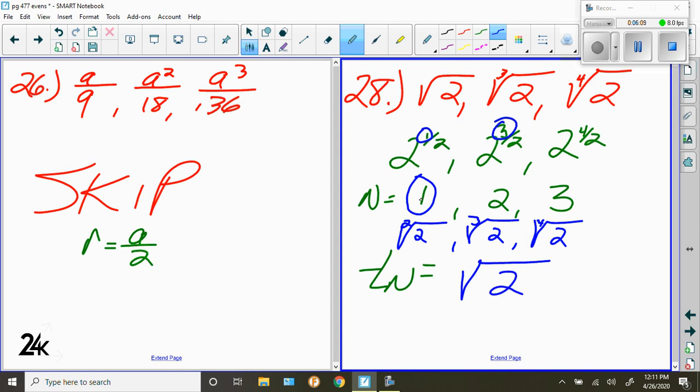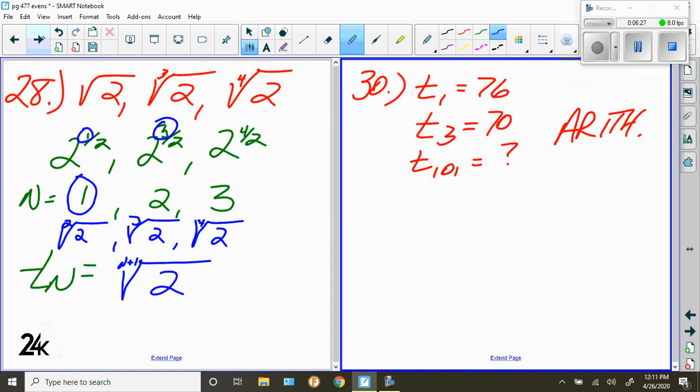And look at that. It's just one bigger. That's 2. That's bigger. That's one bigger. That's one bigger. So then this dude right here is n plus 1. Well, isn't that special?